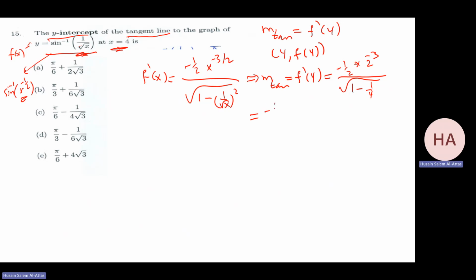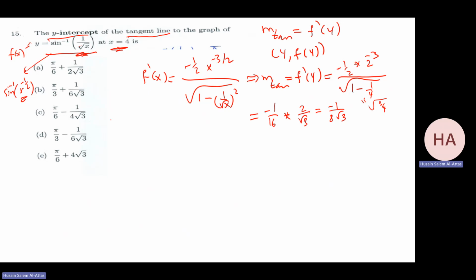We have minus 1 over 16 times, this is what? 3 square root of 3, so 2 over square root of 3. This is square root of 3/4. Reciprocal, so multiply by 2/√3. So this will give me -1/(8√3). Okay, that will be the slope.